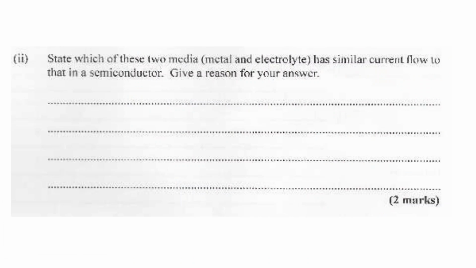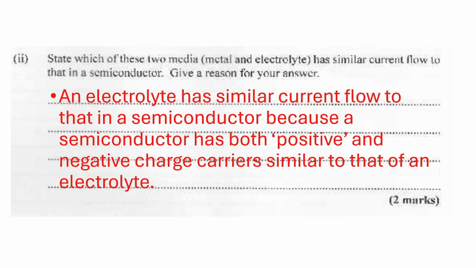Part 2 of Part A. State which of these two media, metal and electrolyte, has similar current flow to that in a semiconductor. Give a reason for your answer. Well, an electrolyte has similar current flow to that in a semiconductor because a semiconductor has both positive and negative charge carriers, similar to that of an electrolyte.